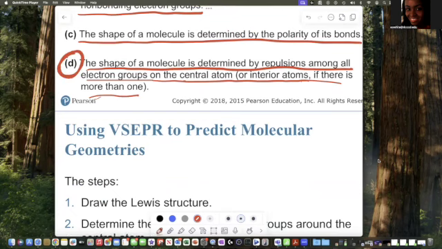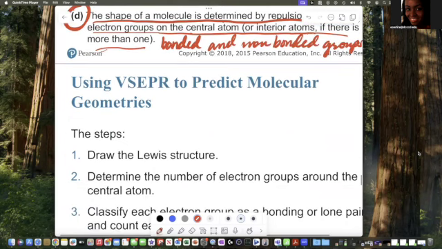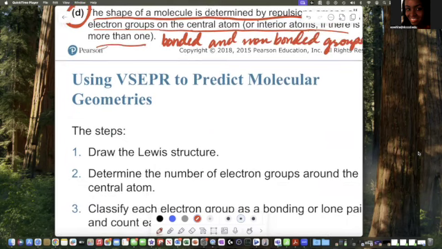So we care about both bonded and non-bonded groups, okay? Okay, using VSEPR to predict molecular geometry.